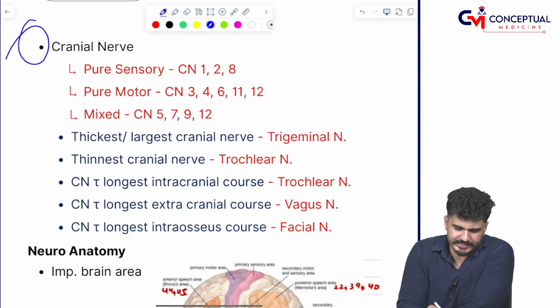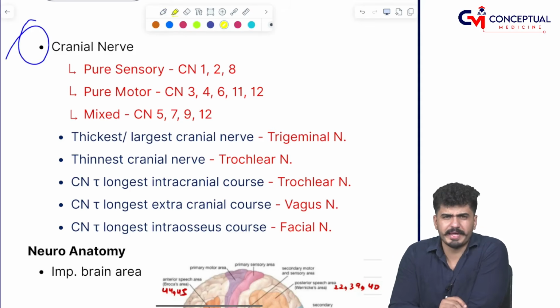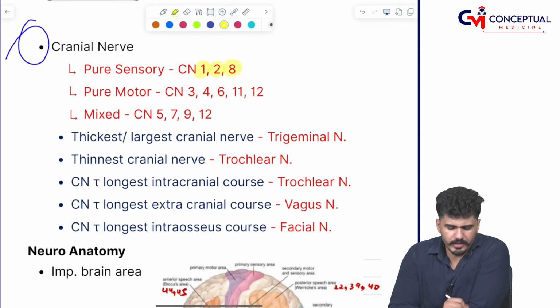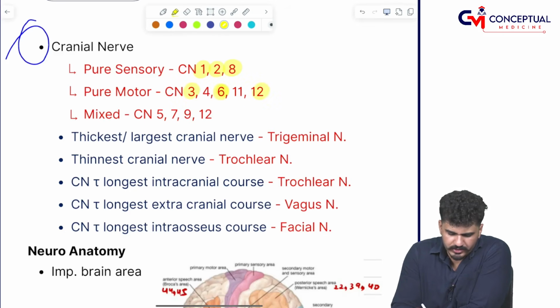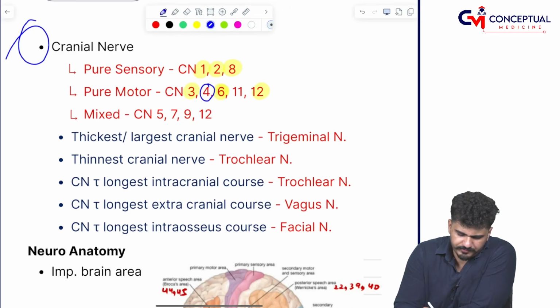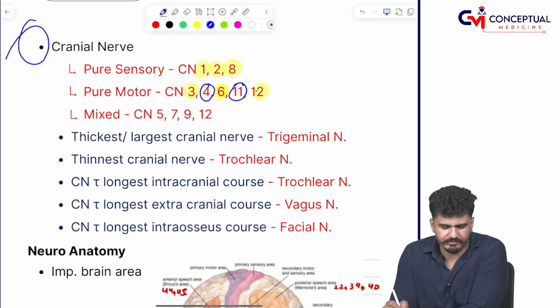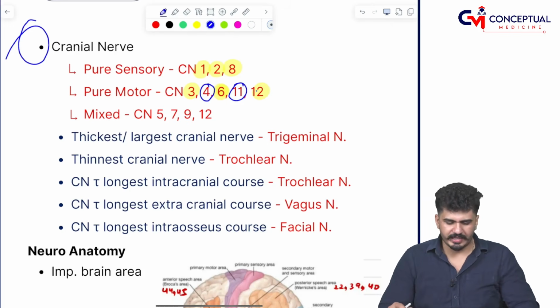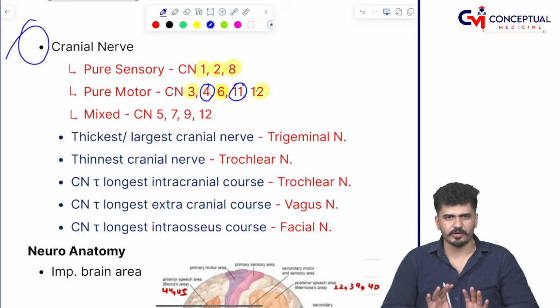Now, the pure sensory, pure motor, and mixed. My dear friends, pure sensory is going to be 1, 2, 8. Pure motor is going to be 3, 3 to the 6, 6 to the 12. What comes after 3 is 4. What comes before 12 is 11. Easy to remember. So pure sensory is going to be 1, 2, 8. That you have to remember.